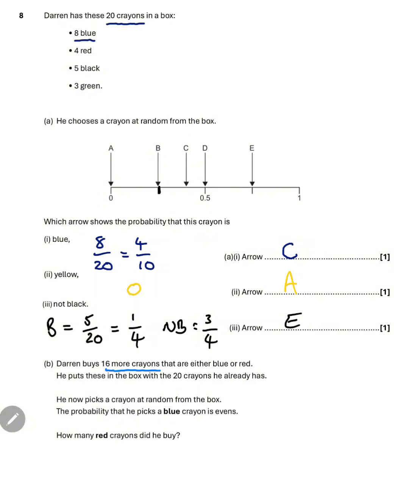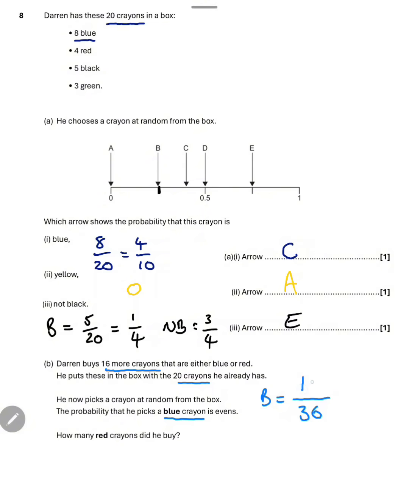Part B says Darren puts 16 more crayons that are either blue or red into the box. He puts these with the 20 crayons that are already there. So straight away we know we're out of 36. There was 20, he's put 16 more in, we're now out of 36. He says that the probability that he picks a blue crayon is evens. So what I need is half of 36 on top, and that is my probability of blue.